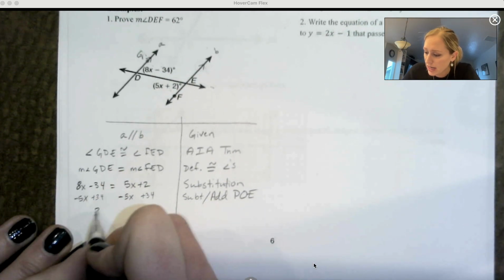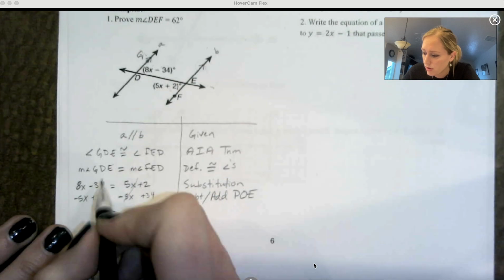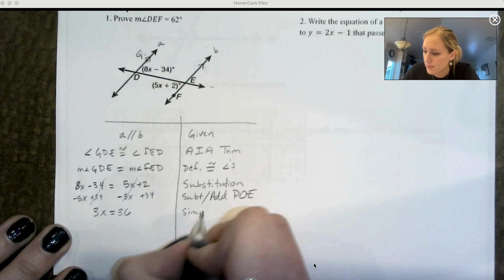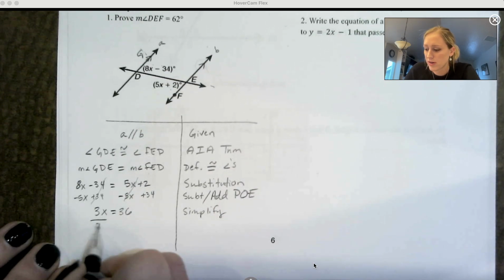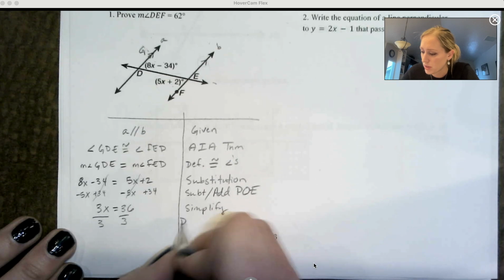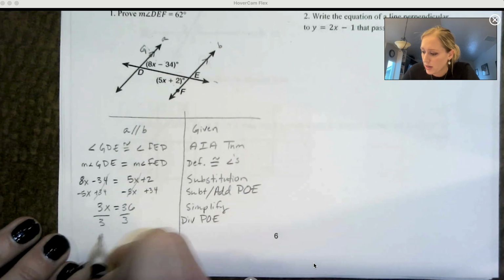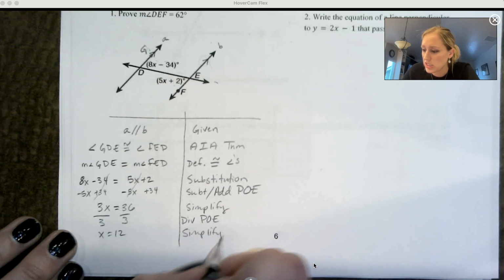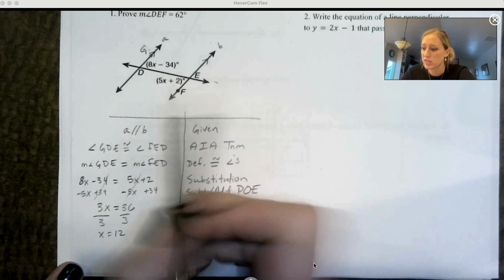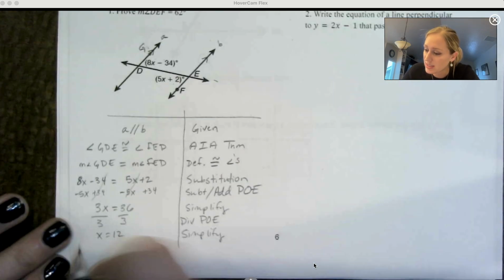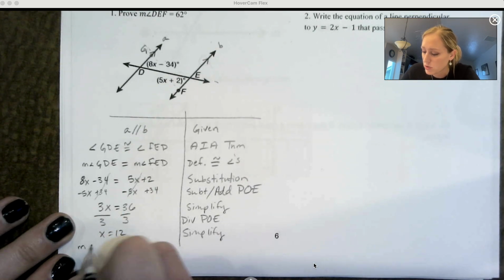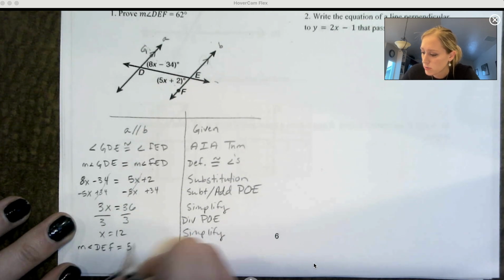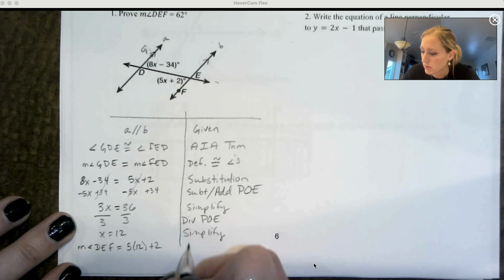So now I have 3x equals 2 plus 34 is 36 when I simplify. All right, and now I'm going to divide both sides by 3 using my division POE. So I now have x equals 12 when I simplify. So the last thing I need to do is show DEF equals 62 degrees. So the measure of angle DEF equals 5x plus 2, but we're going to put 12 in for x using substitution.